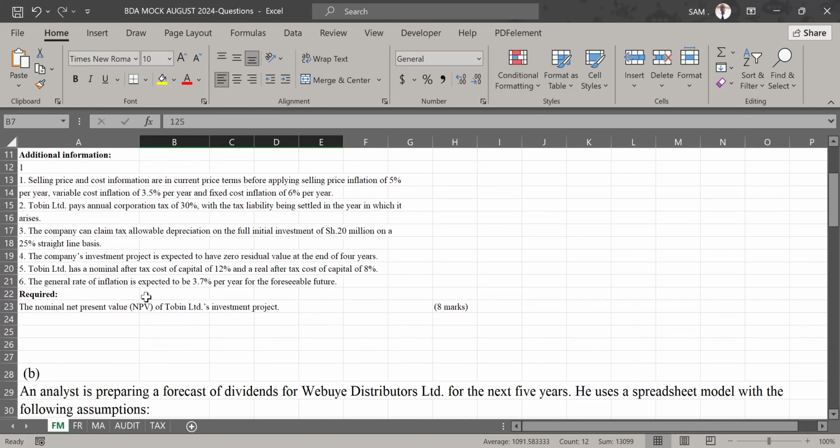Let's look at additional information number 2. Tobin Limited pays annual corporation tax rate of 30%, with the tax liability being settled in the year in which it arises. Right? Good. Note 3. The company can claim tax allowable depreciation on the full initial investment of 20 million on a 25% straight line basis. So that information is a good reminder for us that before we charge tax, let's take care of depreciation.